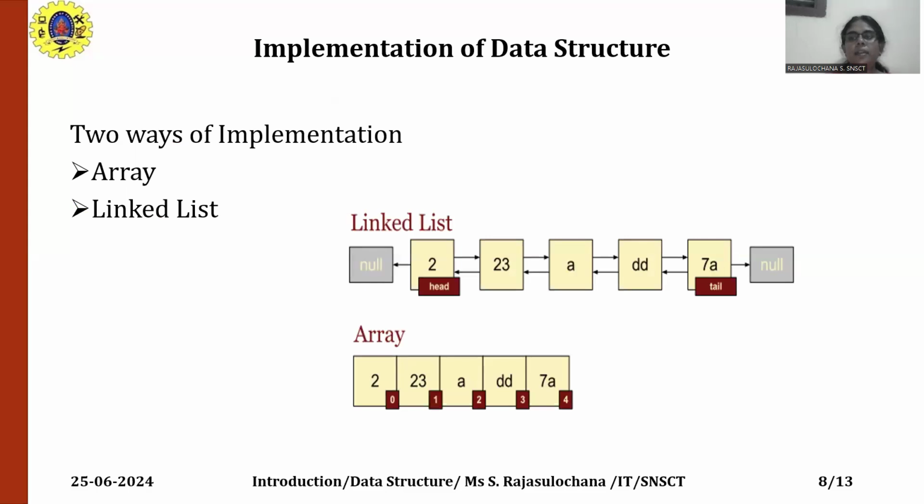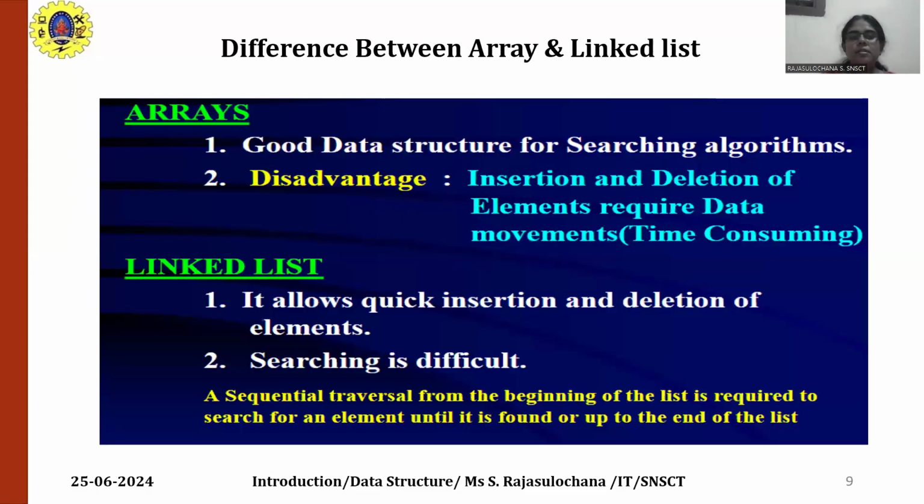Similarly, the first node in the linked list is called the header node, and the last node in the linked list is called the tail node. So this is a difference between the array and the linked list. Array is widely used in case of searching algorithms. If you want to search for an element, we prefer using array implementation.